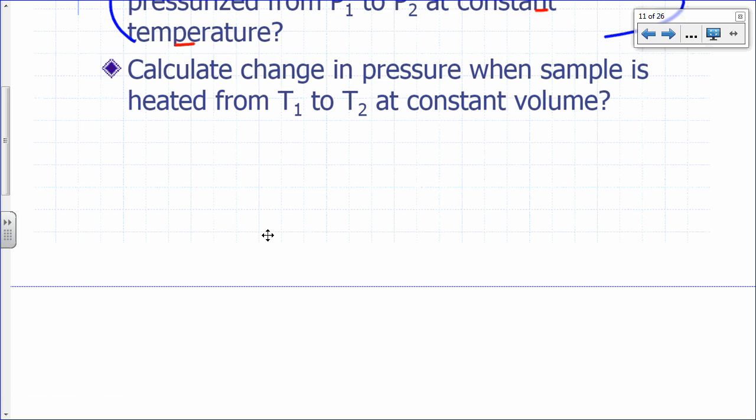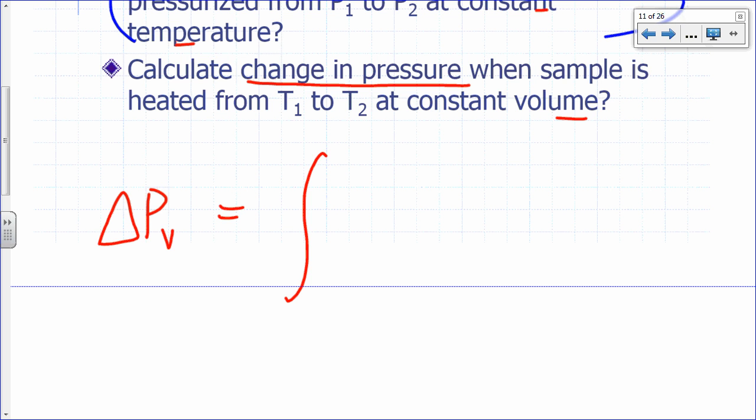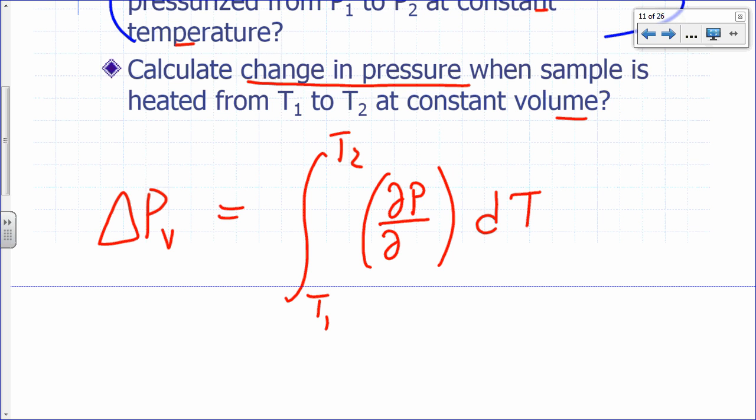Okay. All right, so what about this one? Change in pressure when the sample is heated from T1 to T2 at constant volume. So what am I solving for? Delta P. What am I holding constant? Volume. So delta P at constant volume equals integral. What am I changing? Temperature. So integral from T1 to T2, d, what am I changing? dT, right? What's the partial derivative I need here? Partial derivative of P with respect to T at constant volume.